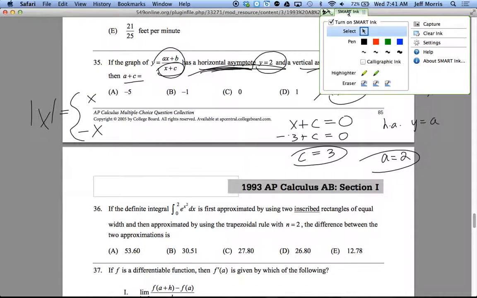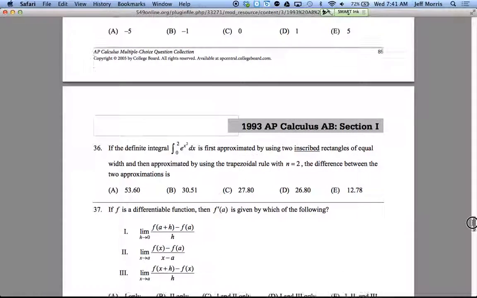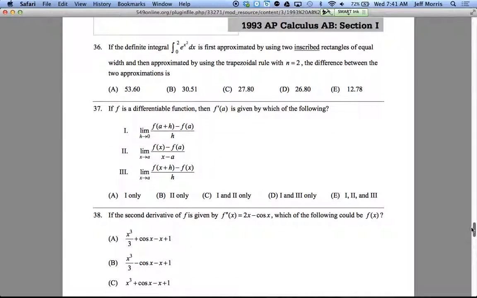Okay, a few more questions, because some of these we have to start skipping because they were BC stuff. If the definite integral from 0 to 2 of e to the x squared dx is approximated by using two inscribed rectangles of equal width, and then approximated by using the trapezoidal rule, the difference between the two approximations is... wow, I can't believe they gave you that. It seemed like a free response. Oh, no, it's not. Think about it.